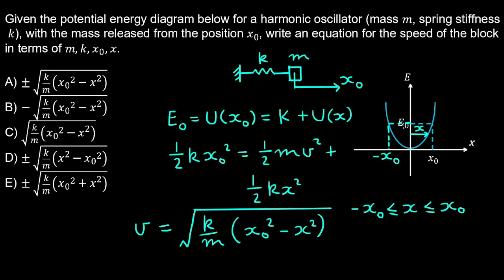Otherwise you'll have energy coming out of nowhere, so the mass oscillates back and forth between these two positions unless an external agent inputs energy into the system. So given we're asked for the speed, the correct answer is C.